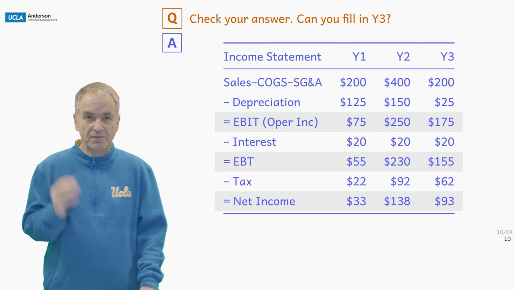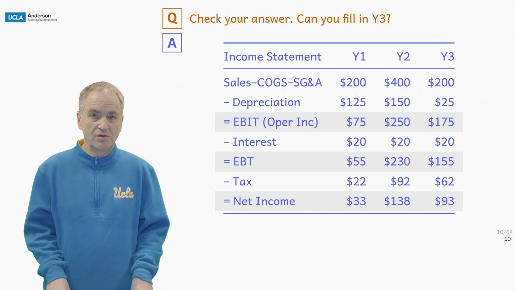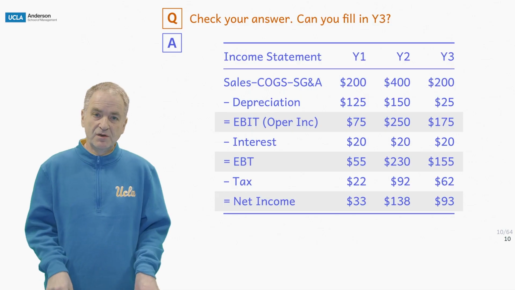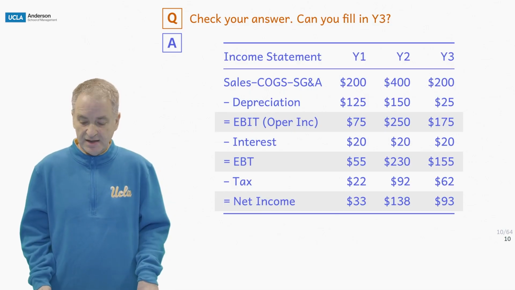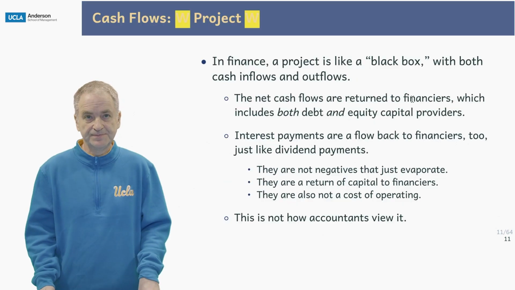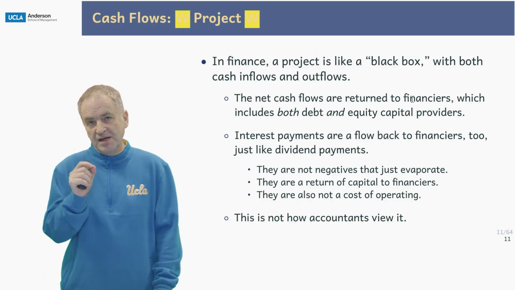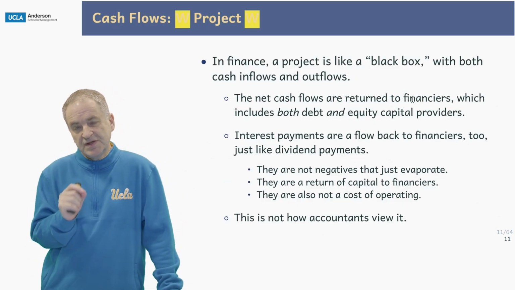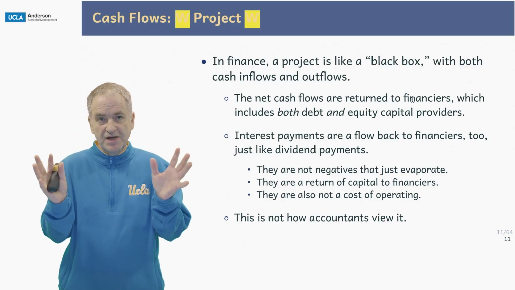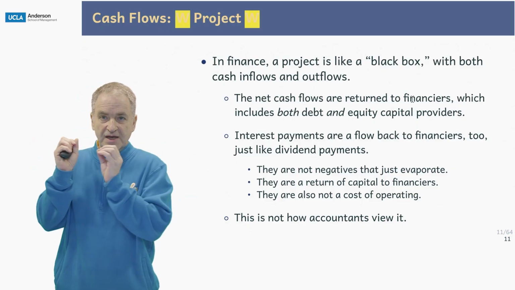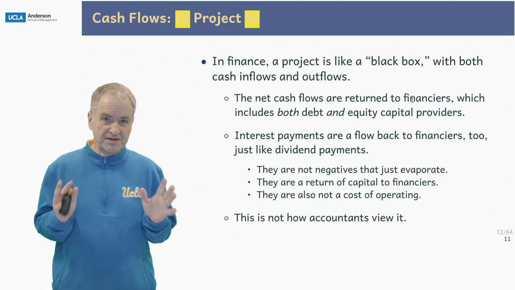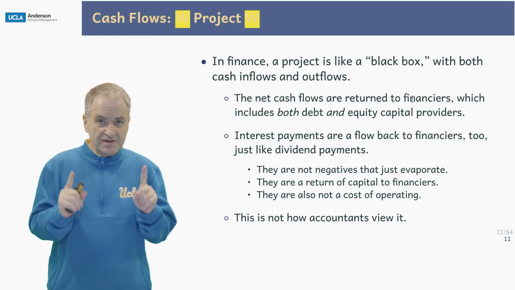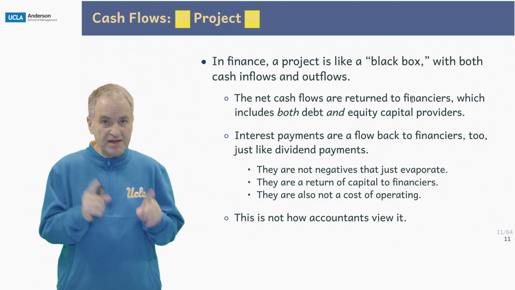Okay, so this is our income statement. 200, 400, 200. Looking at the last line, the net income 33, 138, and 93. Now, in finance, we sort of consider a project like a black box, and it has cash inflows and cash outflows. And those are provided by the financiers. And this is not just the equity, but it's both debt and equity.